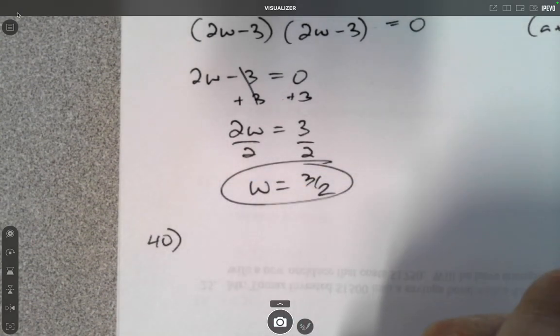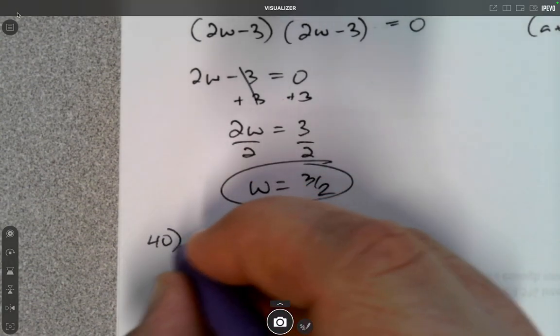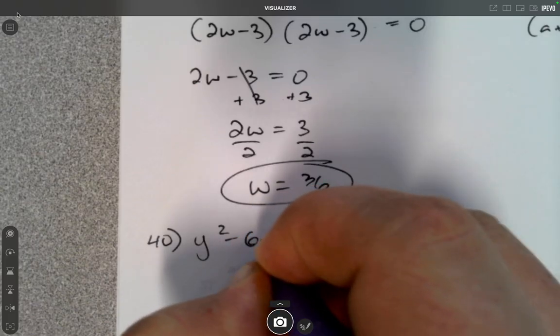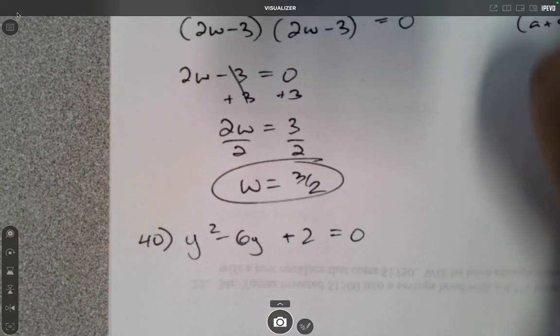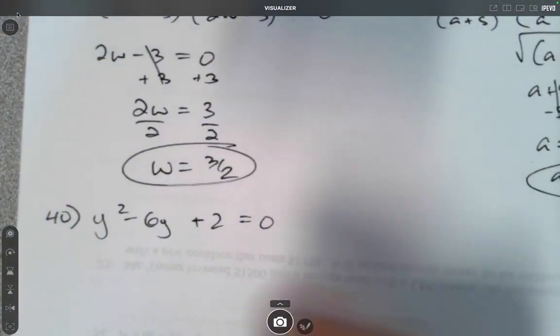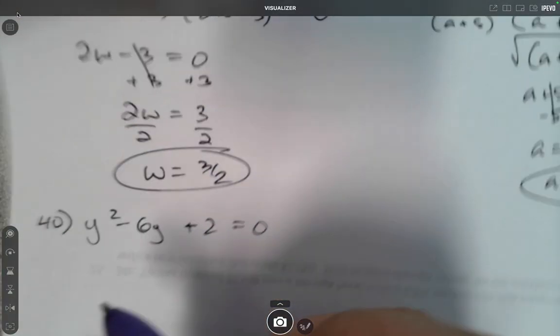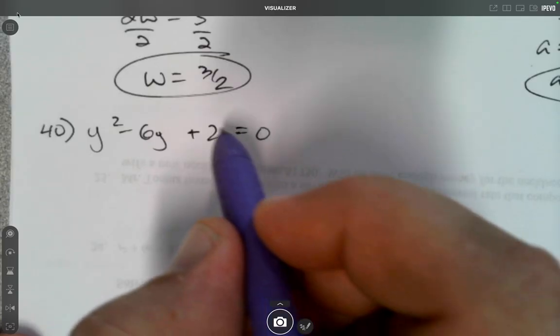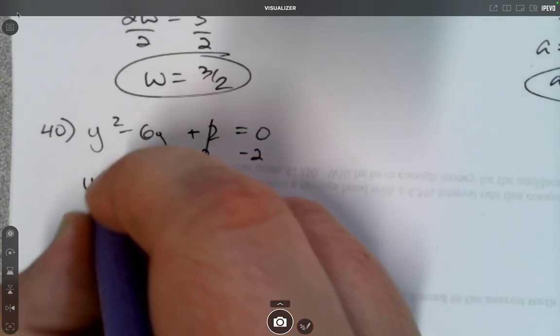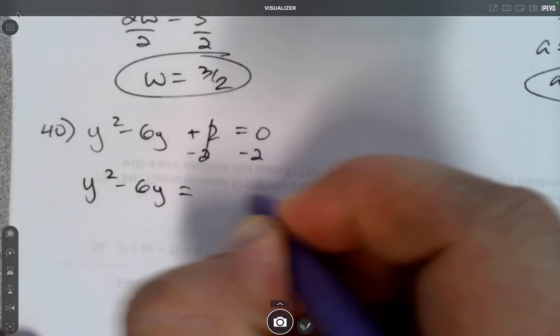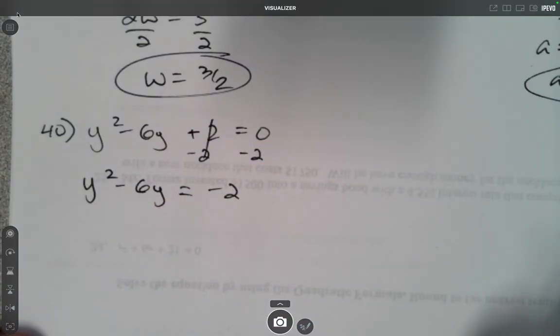Number 40, we'll also be completing the square. I have y squared minus 6y plus 2 equals 0. So the squared term is positive. That's good for us. But we do want the constant to be moved over to the other side. So y squared minus 6y equals -2.